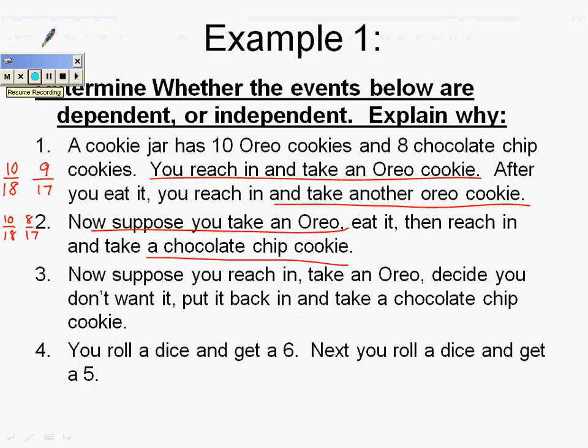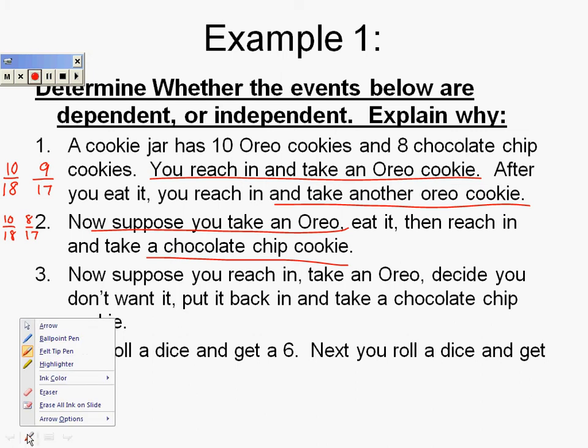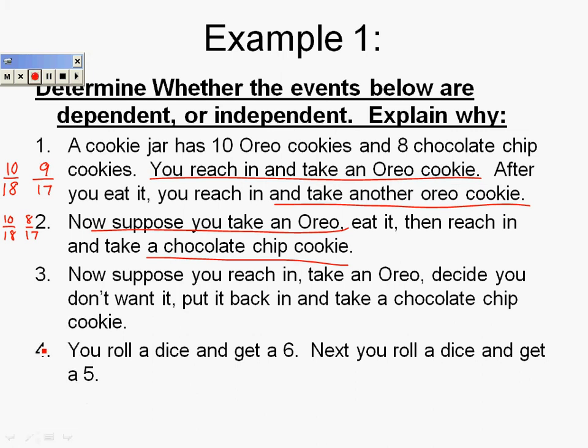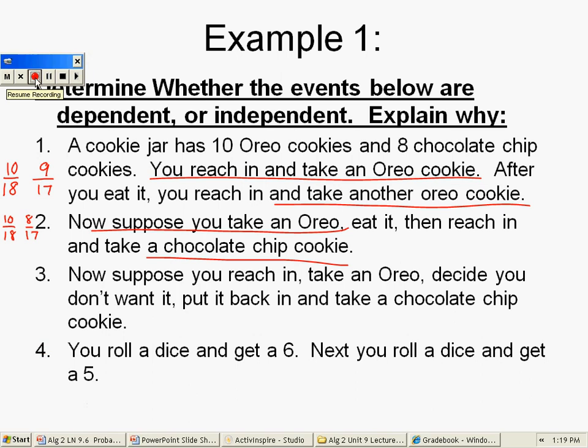Okay, so let's go ahead and take a look at number 3 here. Number 3 says, now suppose you reach in and take an Oreo cookie. So there's our first event. What is the probability of getting an Oreo cookie there? Right. So what's the probability of getting an Oreo cookie on that first try? It's still 10 out of 18, right?